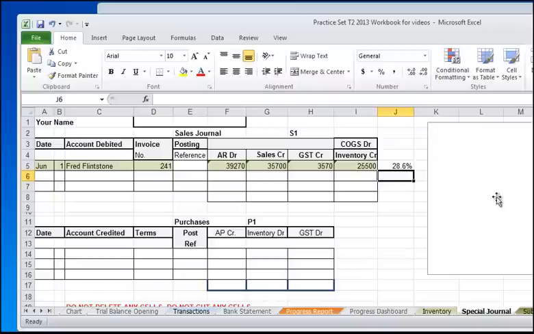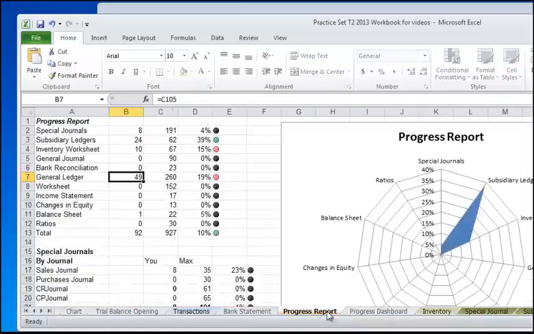This is meant to be a graph that will update as you get things done, but it doesn't seem to be. So one other thing here is your special journal. So hopefully this is slightly updating as we go along. We'll come back. Here's your progress report, and we'll see how that's going.